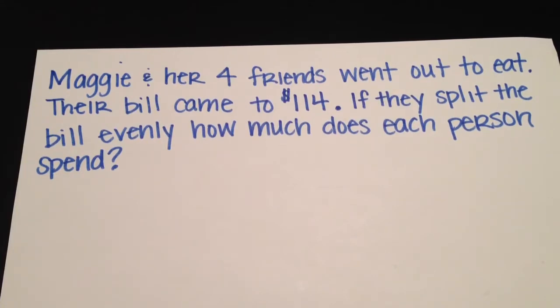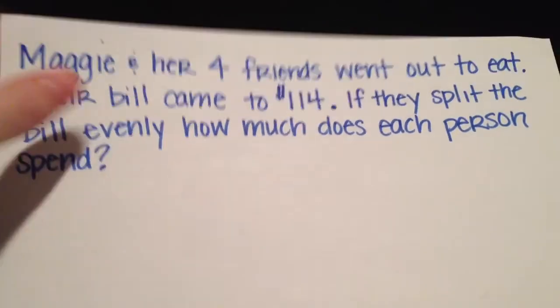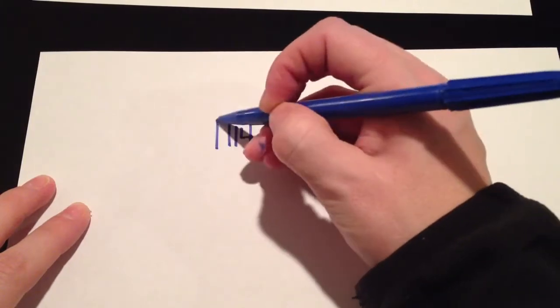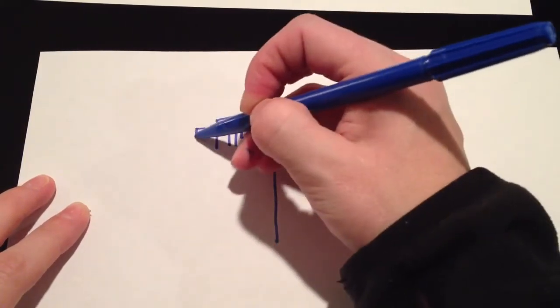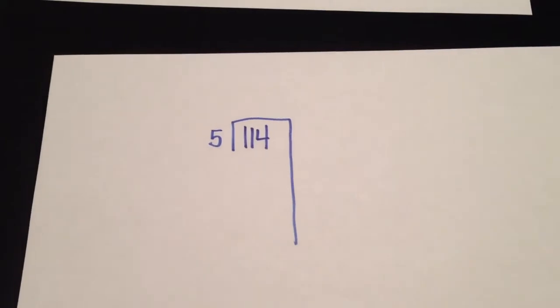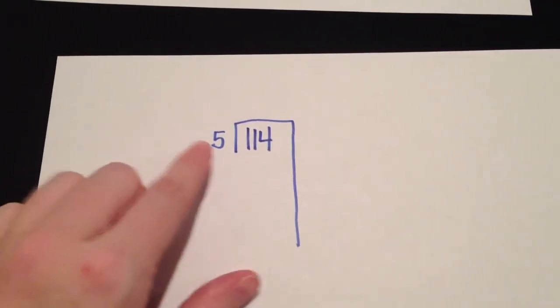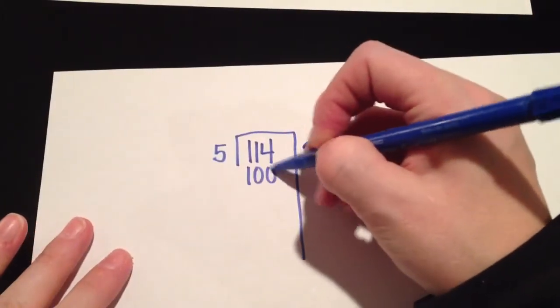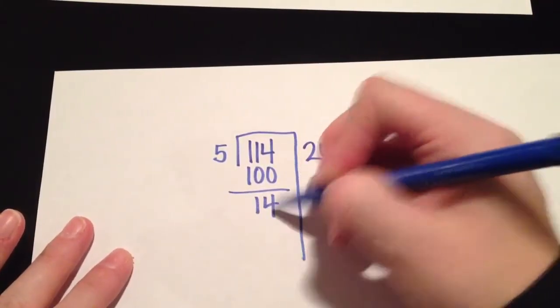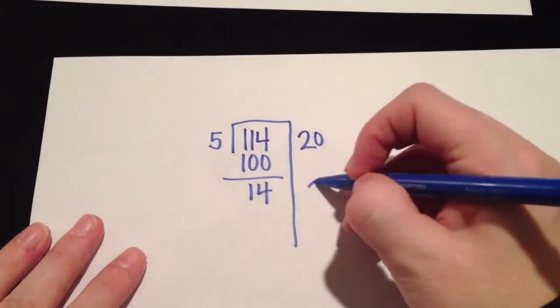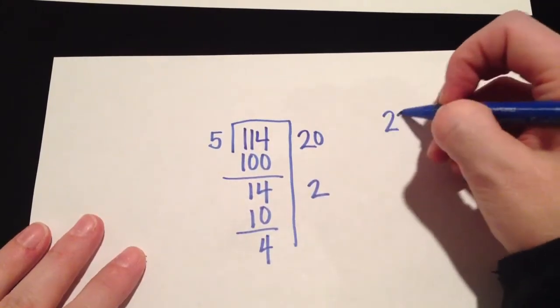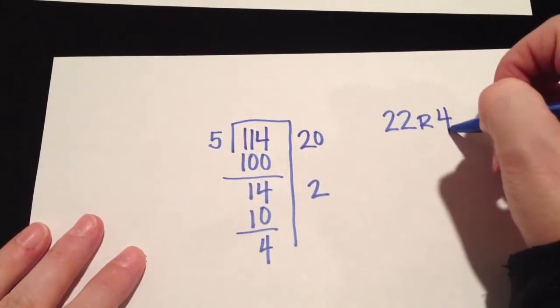So I'm hoping that you took this problem and decided to do 114 divided by 5. So let's go ahead and do that now. 114 divided by 5. You would use your normal partial quotients that we've been working on all year and say that 5 can go in 114 20 times. That gives me 100. Subtract, I get 14, and I know 5 goes into 14 twice, giving me 10 with a remainder of 4. So my answer is 22, remainder 4.